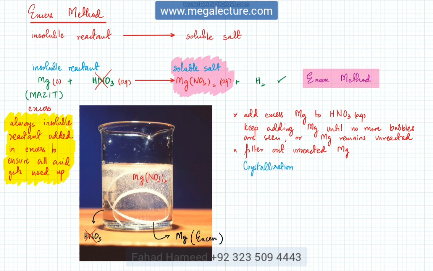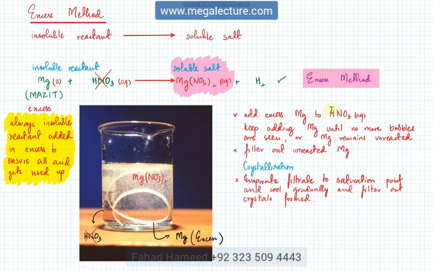So the next step would be the description of the crystallization process. For crystallization, the first point is evaporate the filtrate to saturation point. And once you've done evaporation, the water evaporates, the crystals would start forming if you start cooling it gradually. The magnesium and nitrate ions will start joining up, and they will start forming a crystal. You have to do it slowly so you get big, large crystals. Once those crystals are formed, you filter out the crystals formed.